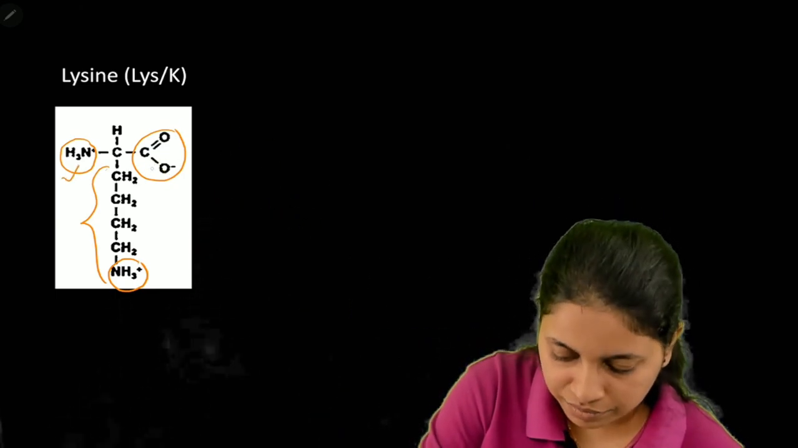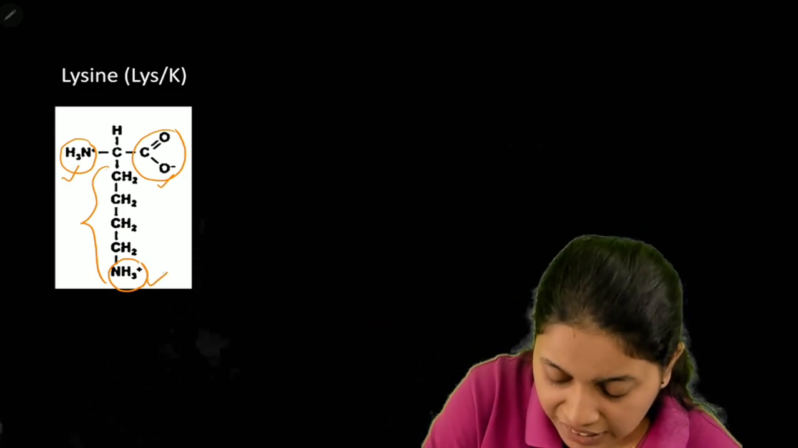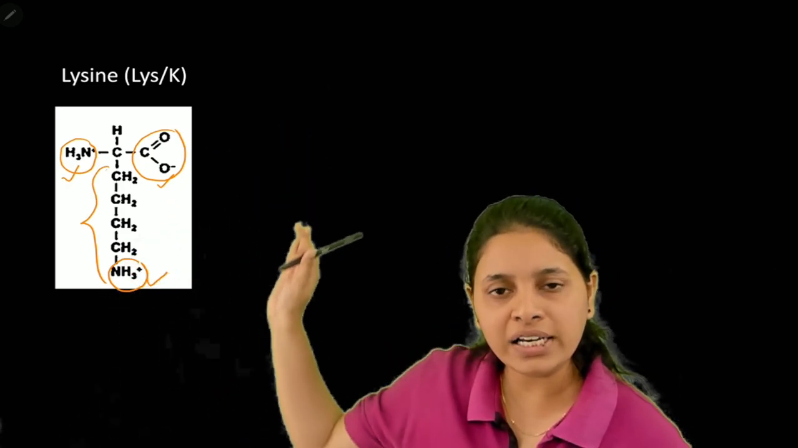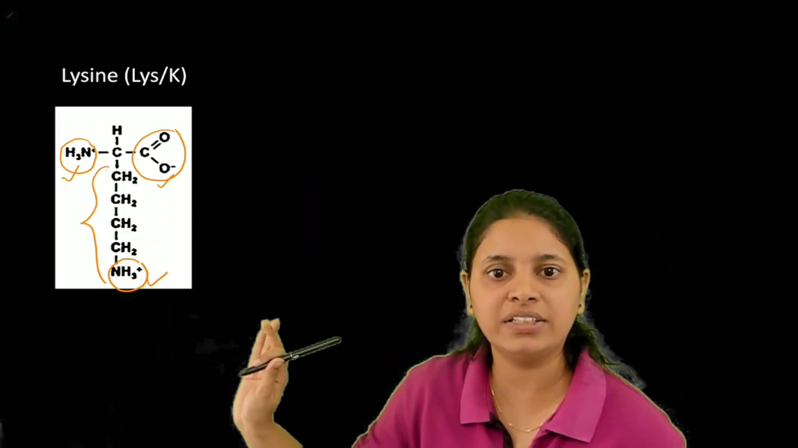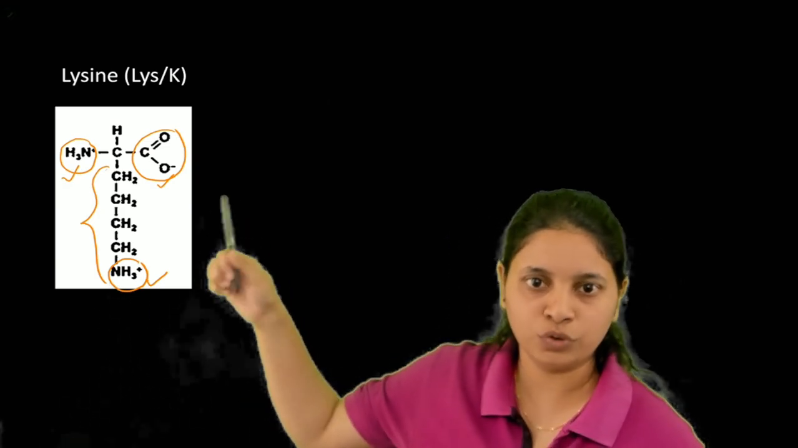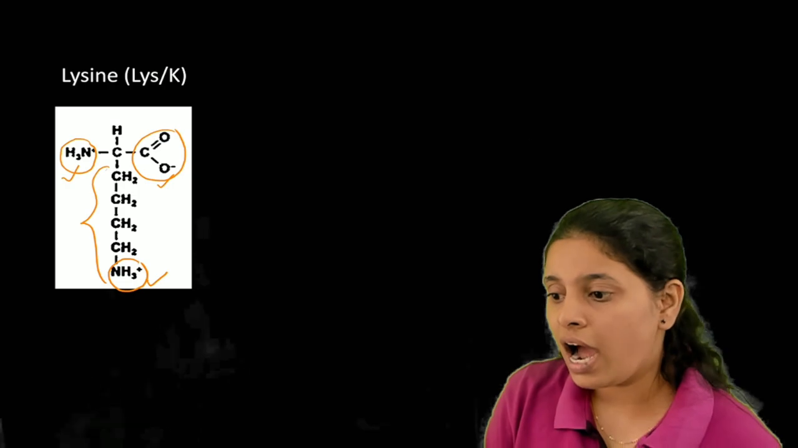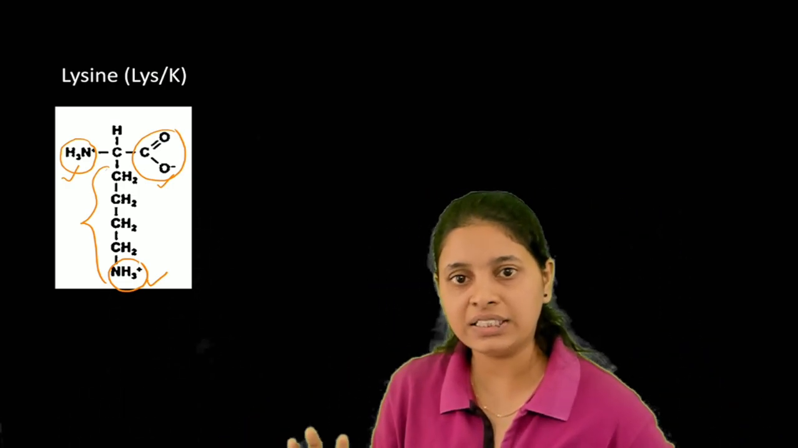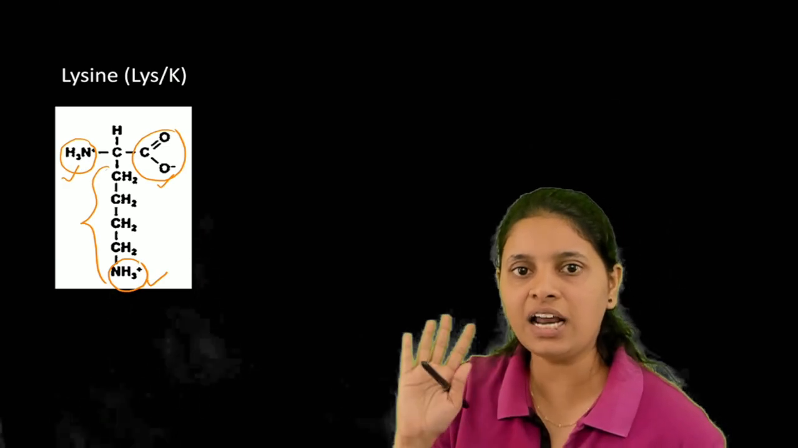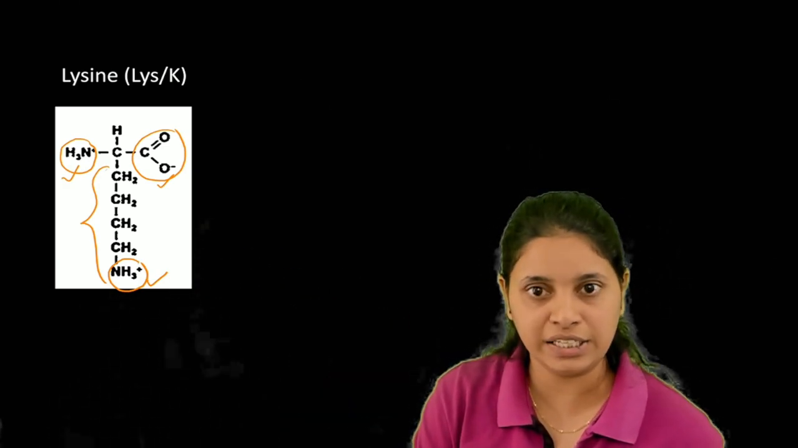Amine is basic, COOH is acidic, so they were balancing each other. But now in the side chain, we are having an extra amine group. So the overall nature of this amino acid will be basic. See, you can see two basic groups, one acidic group. So obviously overall the amino acid will be basic. So out of all the 20 amino acids, we can see there are 3 amino acids which are basic in nature. We have lysine, arginine and histidine. One of which we have seen here right now, lysine.